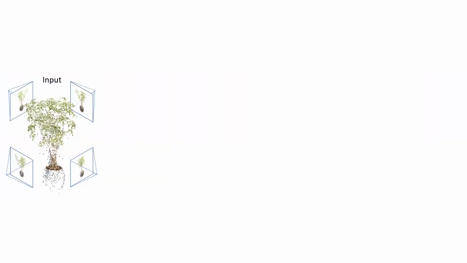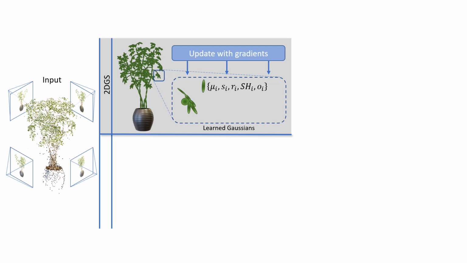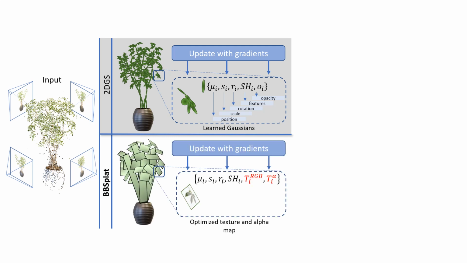As input, we use a sparse point cloud and camera positions obtained using a structure from motion method such as COLMAP. 2D primitive-based methods are usually parameterized with position, 2D scale, quaternion rotation, global opacity, and spherical harmonics to define view-dependent color. BillBoard Splatting extends this parameterization with tRGB and T-alpha, corresponding to textures for color and opacity.